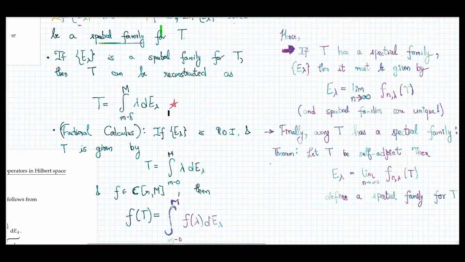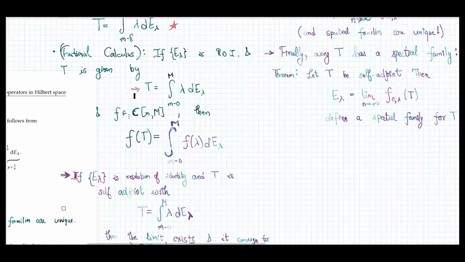Then we say that if E lambda is a resolution of an identity and T is given by this, you see, I am not saying here that E lambda is a spectral family of T, because if I know that E lambda is a spectral family of T, then T can of course be given by this formula. Here I am weakening this condition a bit. I am saying that E lambda is just a resolution of an identity and T is given by this formula. And I have f, which is a continuous function between small m and capital M. Then with functional calculus I can write f of T in this form. Okay, so I can define f of T as this.